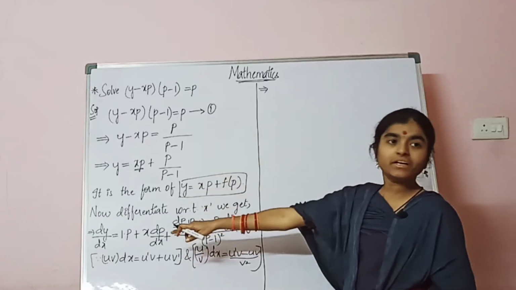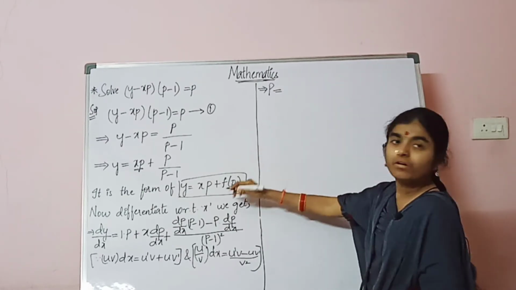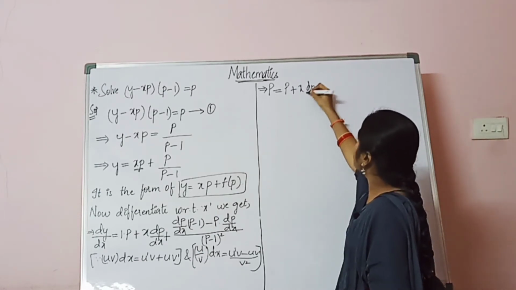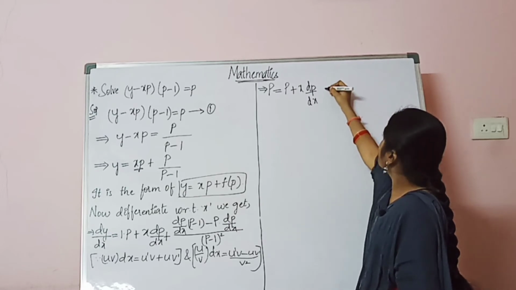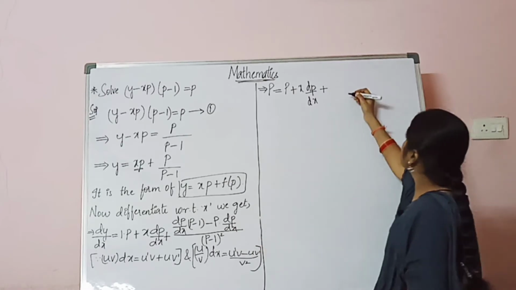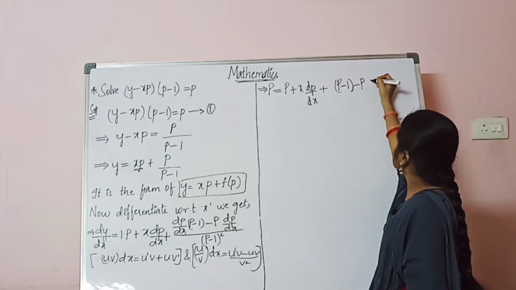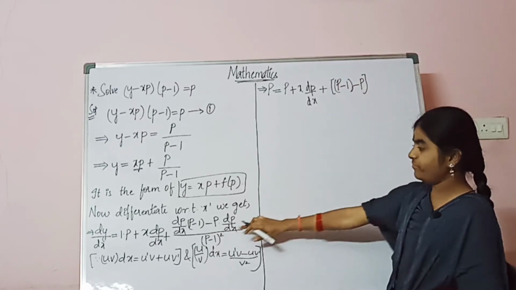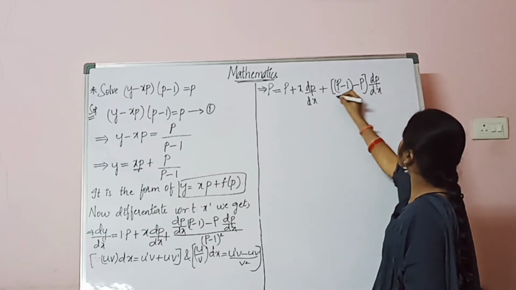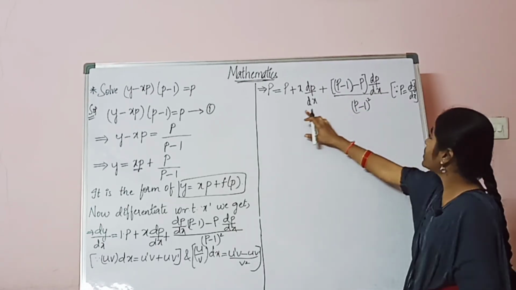That implies dy by dx, which we substitute as p, equals 1 into p, that is p, plus x into dp by dx plus, taking dp by dx common, p minus 1 minus p into dp by dx by p minus 1 whole square. In the place of dy by dx what we are substituting here?